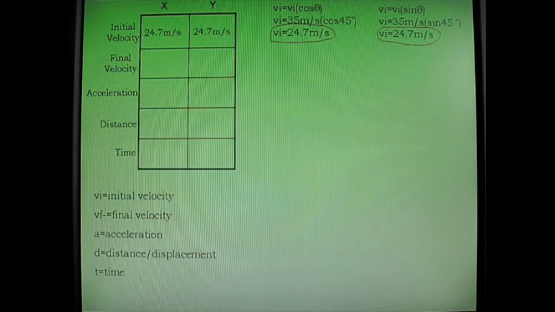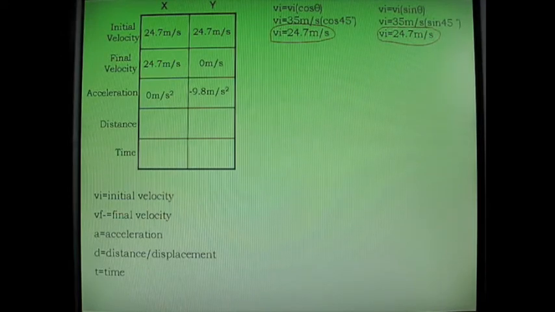In every projectile problem, the acceleration in the x direction is 0 meters per second squared, and the acceleration in the y direction is negative 9.8 meters per second squared, the acceleration due to gravity. Therefore, the final velocity in the x direction is the same as the initial, 24.7 meters per second, and the final velocity in the y direction is 0 meters per second, because at its maximum height, the ball will be traveling at 0 meters per second.